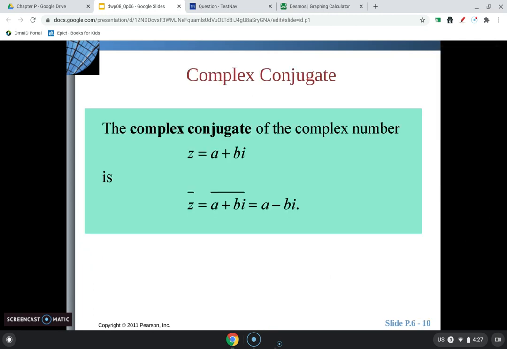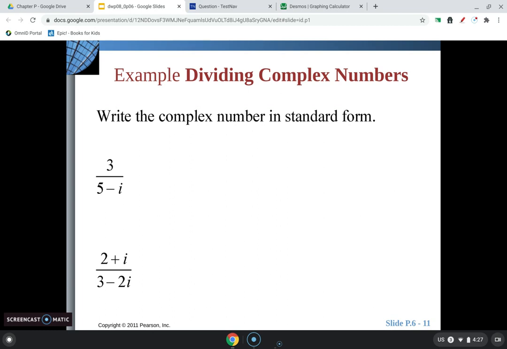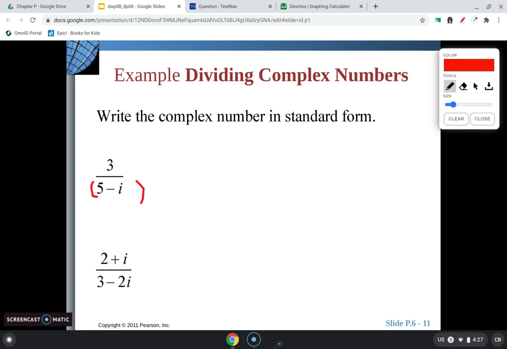All right. Day 2, second part. Complex conjugate. There are a couple rules in math. You can't have i's in your denominator. So you got to multiply both the top and bottom by the conjugate. So to do that, you just multiply top and bottom by the conjugate.